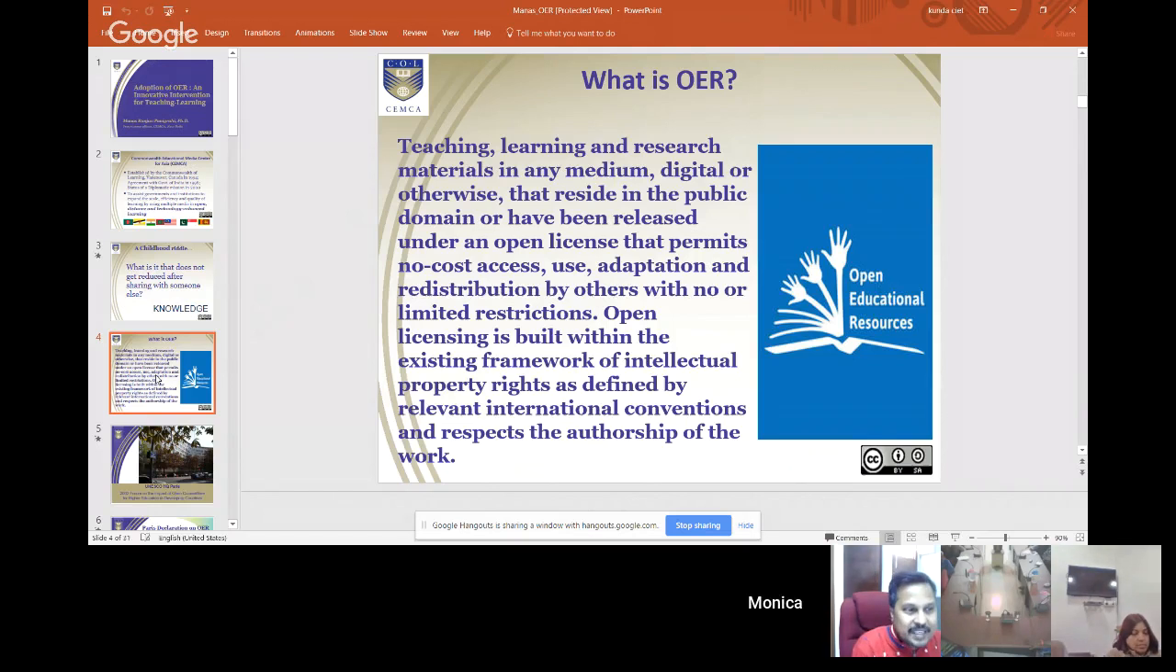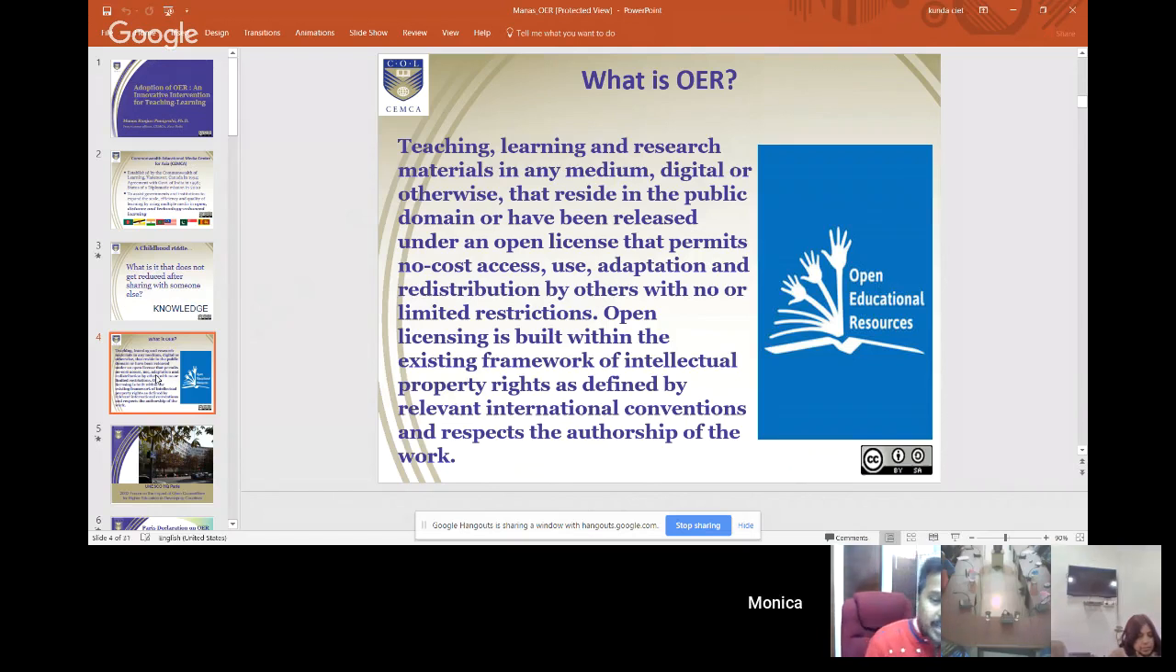This is the very conceptual thing we can address here about OER, formally recognized by UNESCO: any teaching, learning, and research materials in any medium, digital or otherwise, that reside in the public domain or have been released under an open license that permits no-cost access, use, adoption, and redistribution by others with no or limited restrictions. This open license is built within the existing framework of intellectual property rights as defined by relevant international conventions, and respects the authorship of the work.